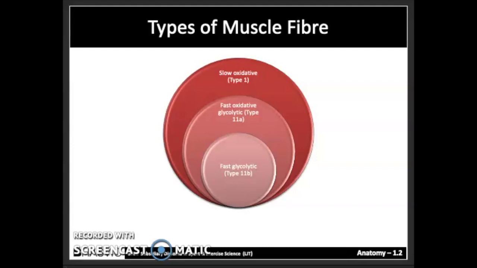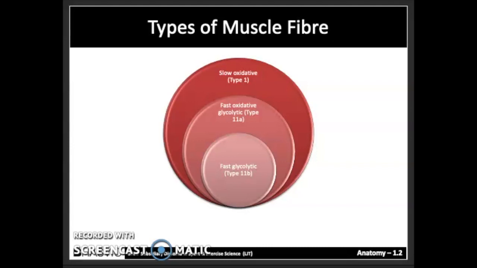The main function of slow oxidative muscle fiber type 1 is to work for long periods of time, aerobically, without fatigue. This is important for athletes such as Mo Farah, because he is a long distance runner and needs his muscles to work for very long periods of time without producing lactic acid, slowing him down.